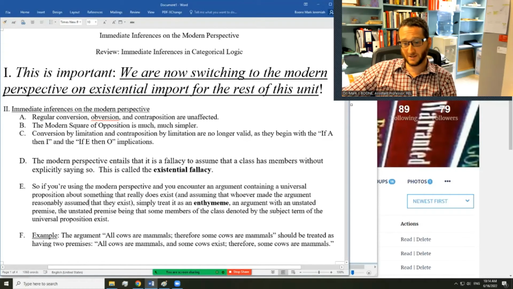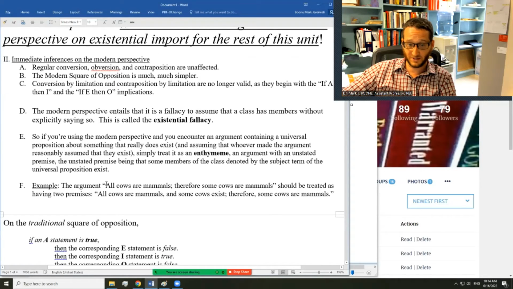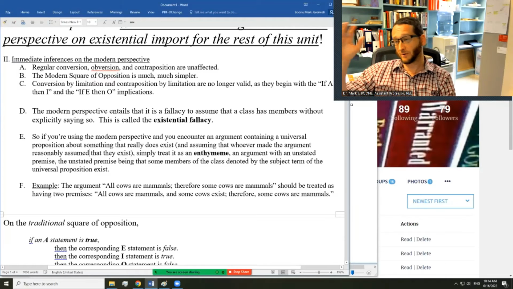And here the unstated premise is that some members of the class denoted by the subject term of the universal proposition really do exist. For example, the argument all cows are mammals, therefore some cows are mammals, should be treated as having an extra premise. It's technically not an immediate inference on the modern view. All cows are mammals and some cows exist, therefore some cows are mammals. Just add the extra premise stating that those things exist and everything's okay.